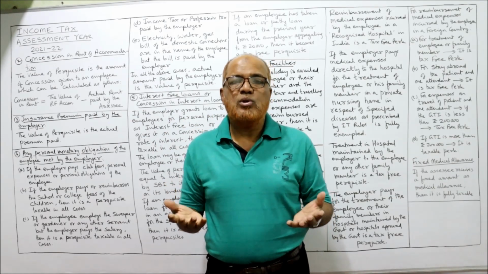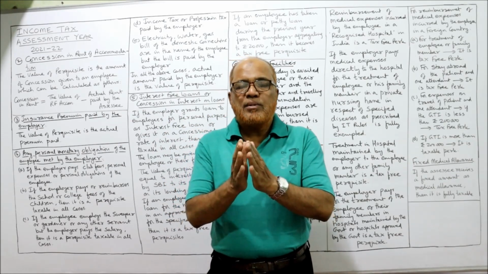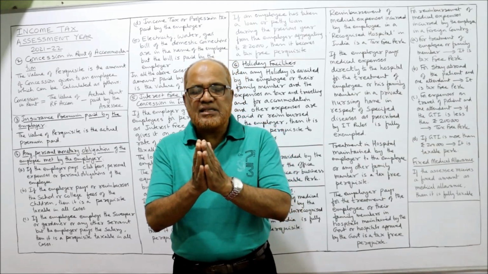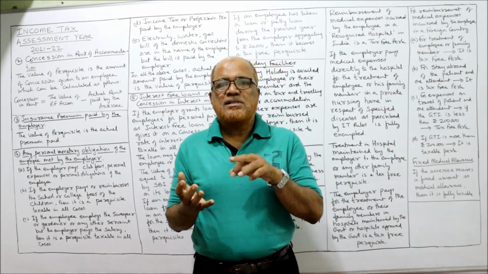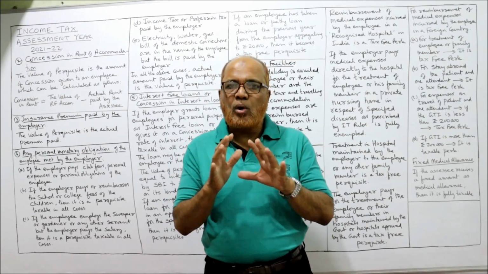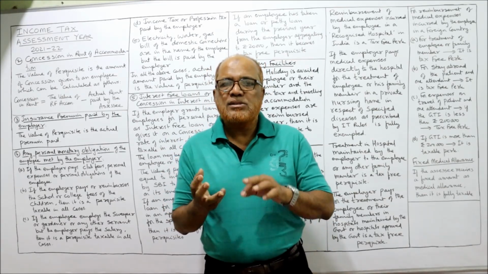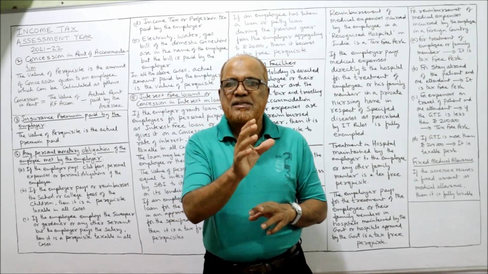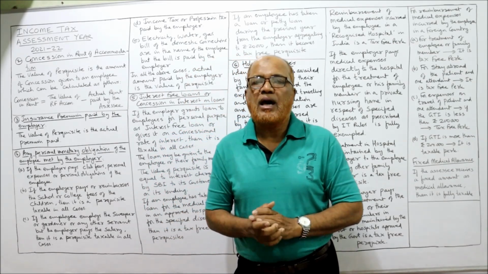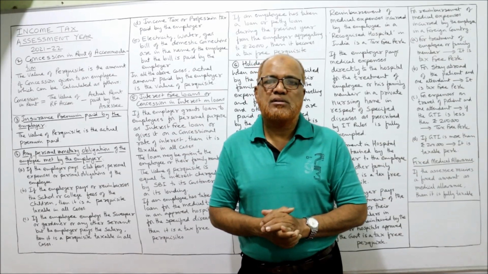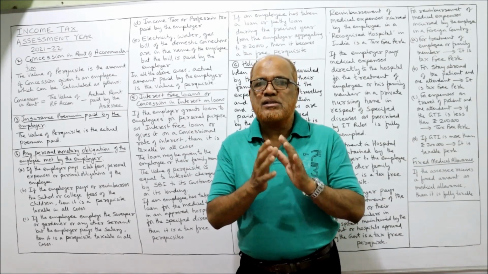The perquisite may also be taxable. So the Income Tax Act has divided the perquisites into four different categories: perquisites taxable in the hands of all employees, perquisites taxable only in specified cases, then special perquisites, and last one, tax-free perquisites. So one by one we have to discuss.